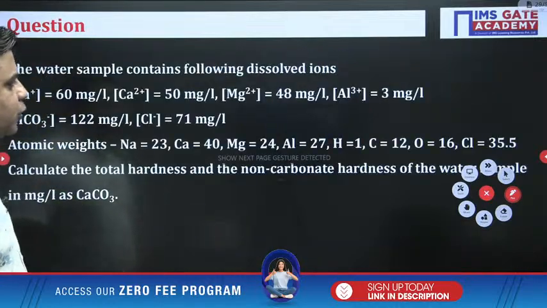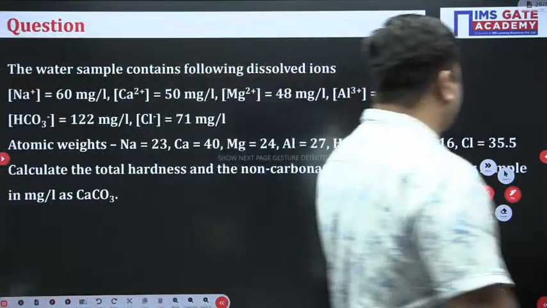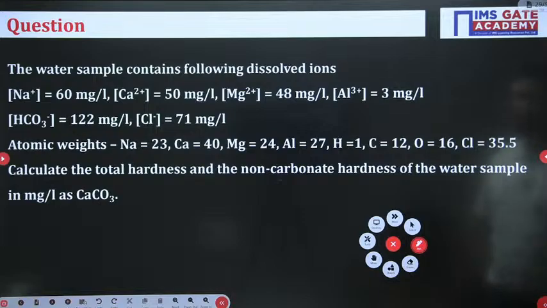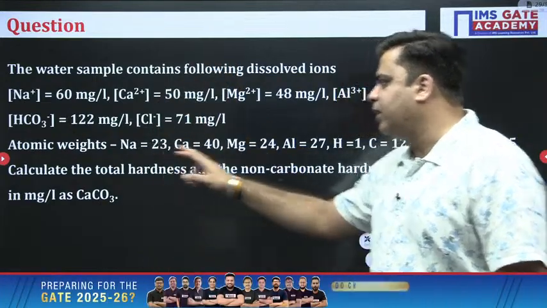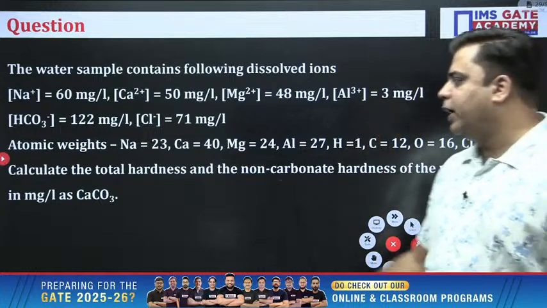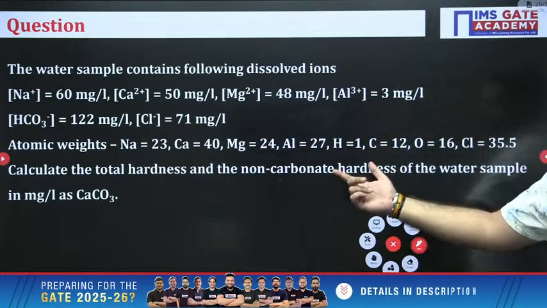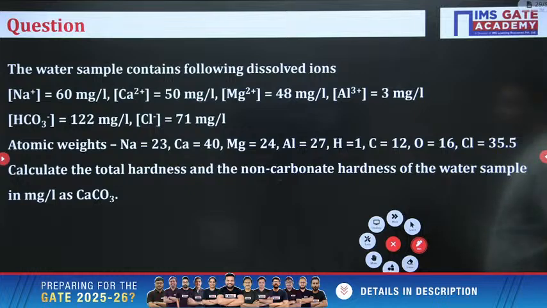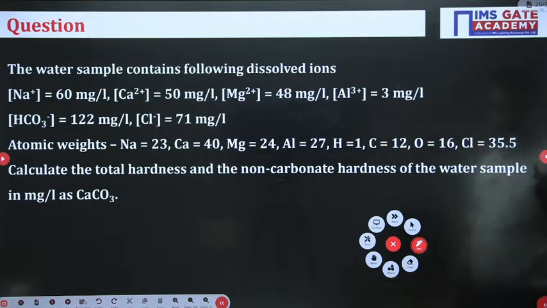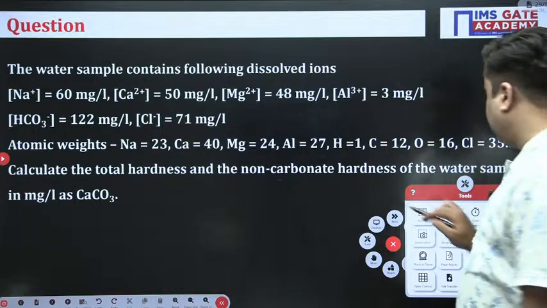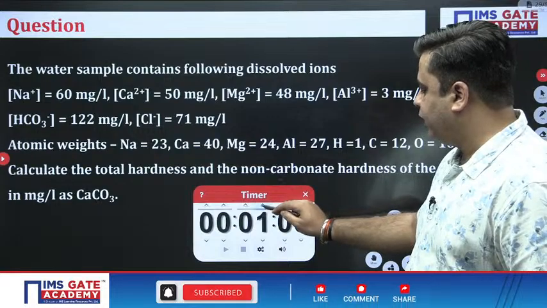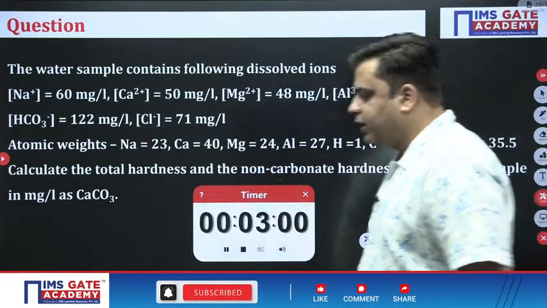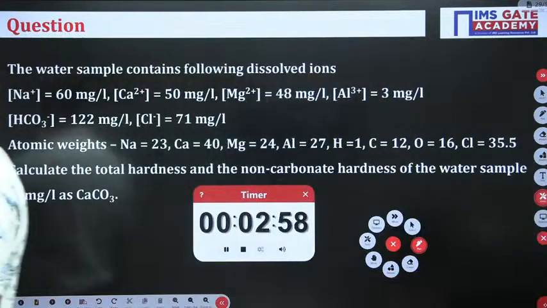With that, let's move to the next question, a very, very important one. Take your time and solve this. The water sample contains all these ions, and atomic weights are given to you. You need to find out the total hardness and the non-carbonate hardness of the water sample. Take 3 minutes. Go for it, and keep posting your answers.